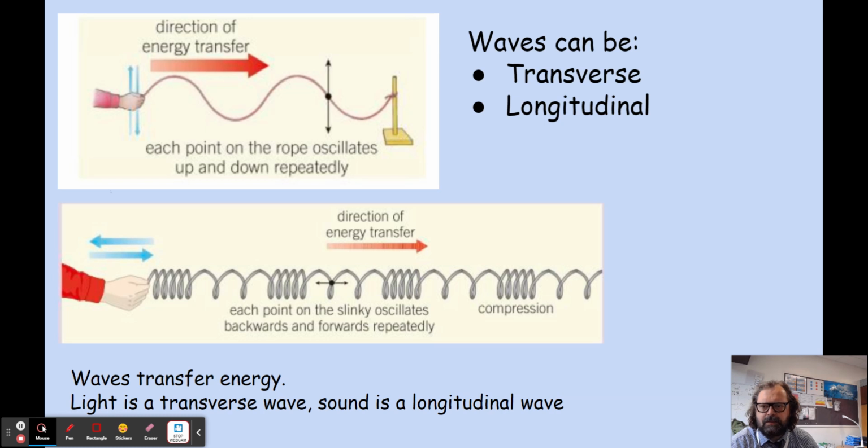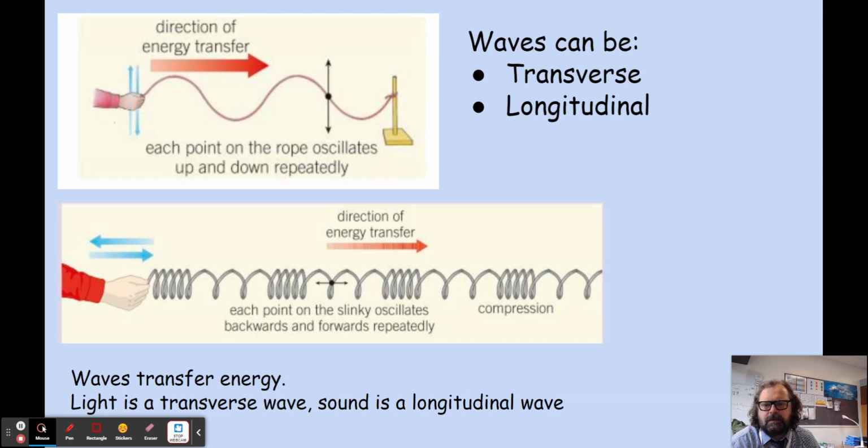So key to this is in transverse waves, the oscillation is at right angles to the direction of energy transfer, an up and down motion, whereas in a longitudinal wave, the oscillation is backwards and forwards, oscillating parallel to the direction of the energy transfer, a backwards and forwards movement.